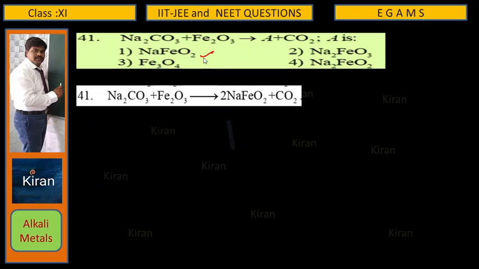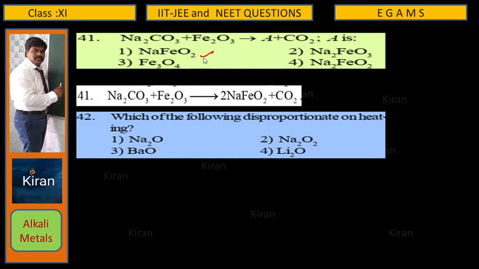Last question. Which of the following is disproportionated on heating? Which of the following is an example of a disproportionation reaction? First option, this will be disproportionated. So this is about your level 1 and level 2 questions. Thank you.